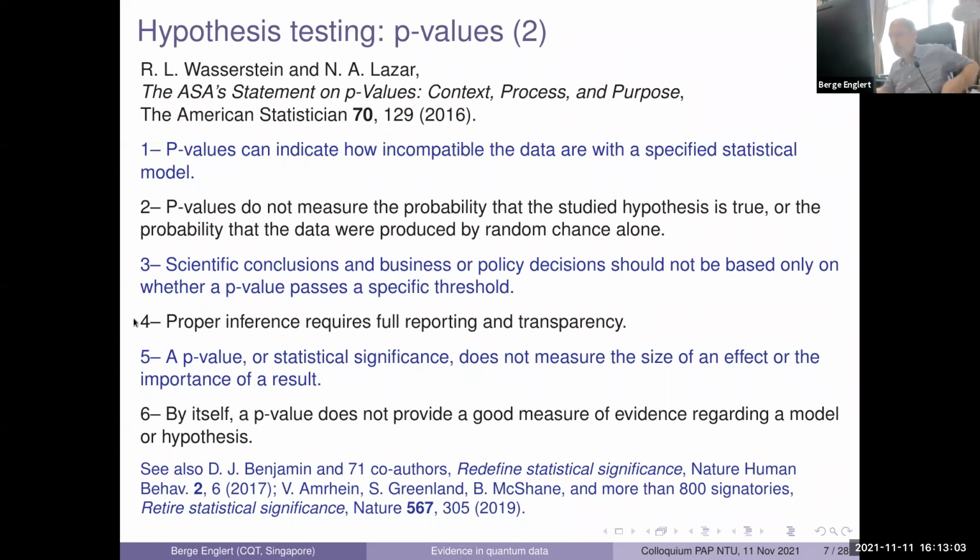observations, and I just want to draw your attention to point 4, where they say that proper inference requires full reporting and transparency. You should be wondering why it is even necessary to state that. Okay. I mean, this is just saying that you have to be honest.